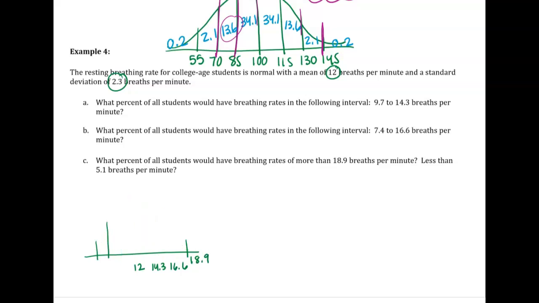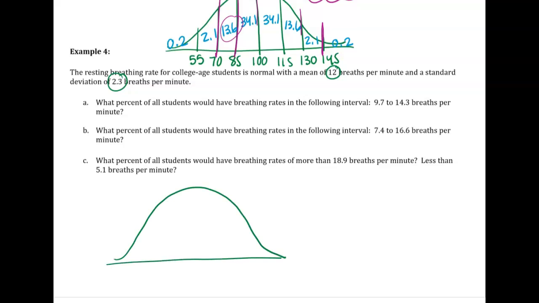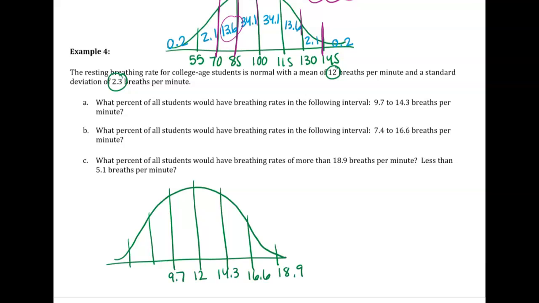You know what? I'm going to redraw this so it's bigger, so that it doesn't get so messy. Sorry about that. At least wider, so I have more room to write my numbers. Okay. Mean, 1, 2, 3, 1, 2, 3. So we had 12 plus 2.3 is 14.3, and then 16.6, 18.9. If we subtract 2.3 from 12, we get 9.7, and then do it again, we get 7.4, and then 5.1.